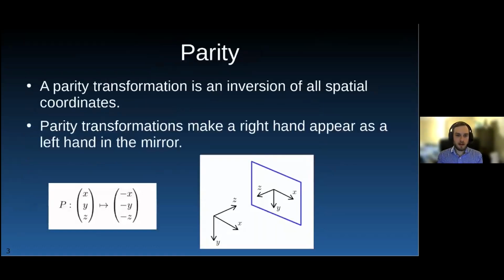So I'll start by defining a parity transformation. Parity is an inversion of all spatial coordinates. Here we have a parity transformation acting on a coordinate vector x, y, z, and it causes each of these individual coordinates to pick up a minus sign. An example of a parity transformation that we're all familiar with from our daily lives would be looking at ourselves in a mirror. Here we have a right-handed coordinate system, and its mirror image has the z-axis inverted, making the mirror image a left-handed coordinate system. This is why when you look at your right hand in the mirror, it appears as a left hand.